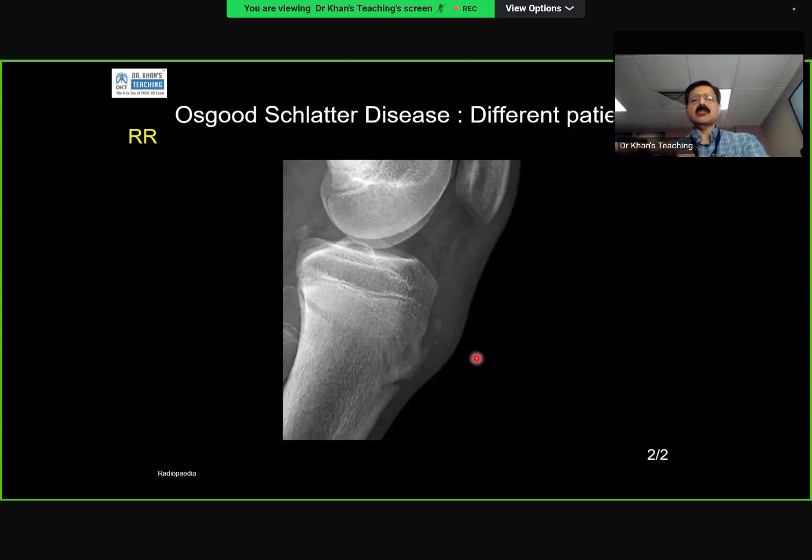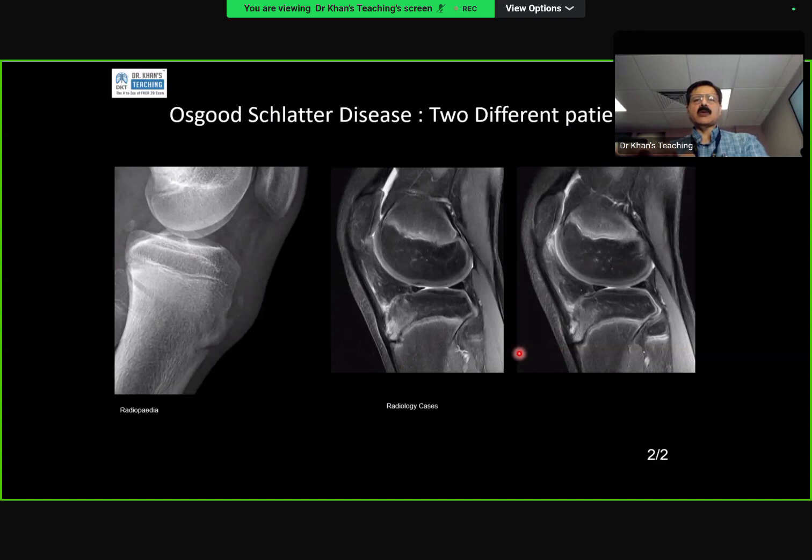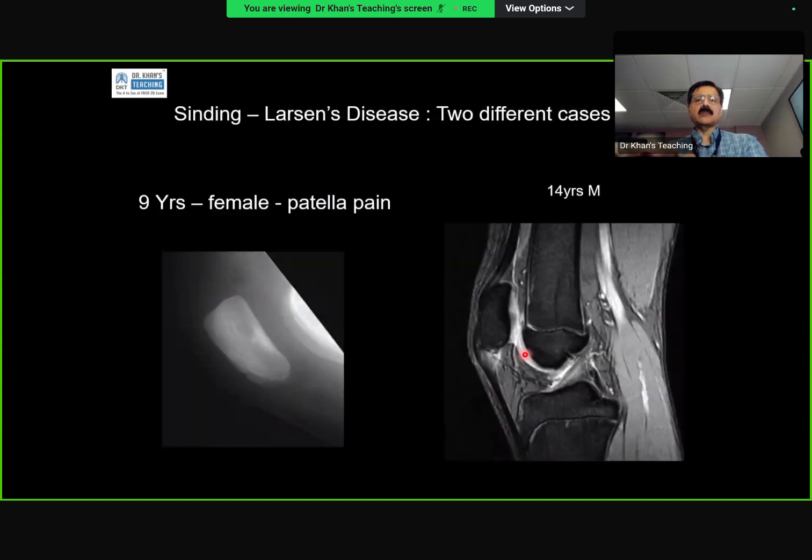This is another case where you can see the similar finding: fragmented tibial tuberosity and a bit of soft tissue swelling. And this is an MR where you can see on this STIR sequence, there is a bit of edema at the insertion site, and maybe a bit of high signal within the patellar tendon. Another disease here is known as Sinding-Larsen's disease.